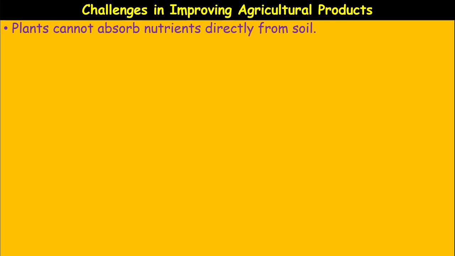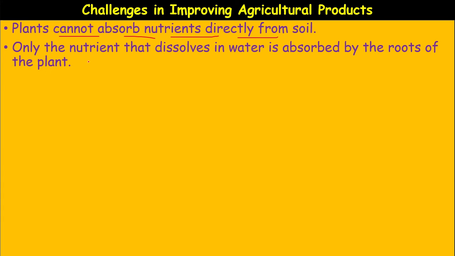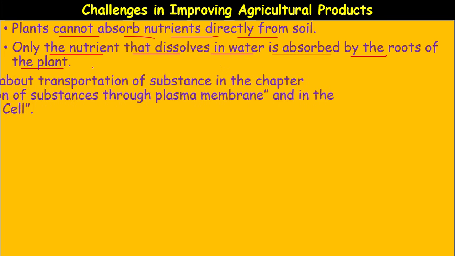So, the plants cannot absorb the nutrients directly from the soil. Actually, the nutrients as such are not absorbed by the roots of the plant. Only the nutrients that dissolve in water are absorbed by the roots of the plants. So, when water is not available, then automatically the plants cannot absorb the nutrients.